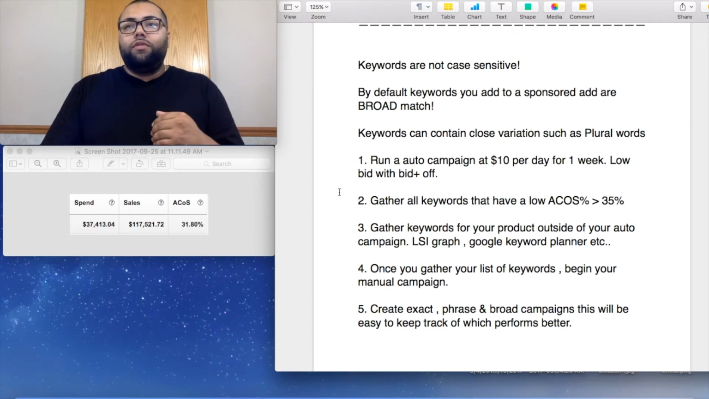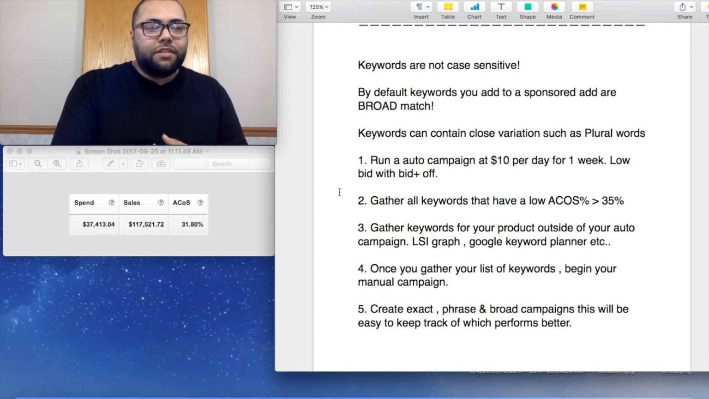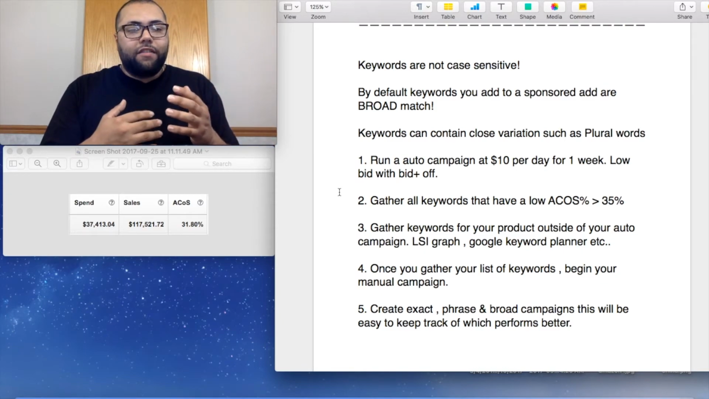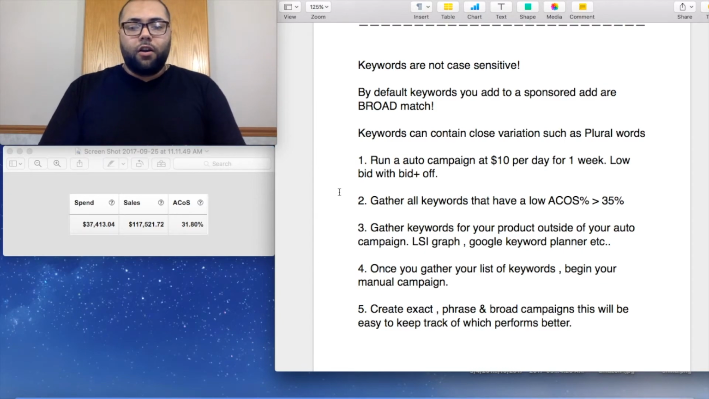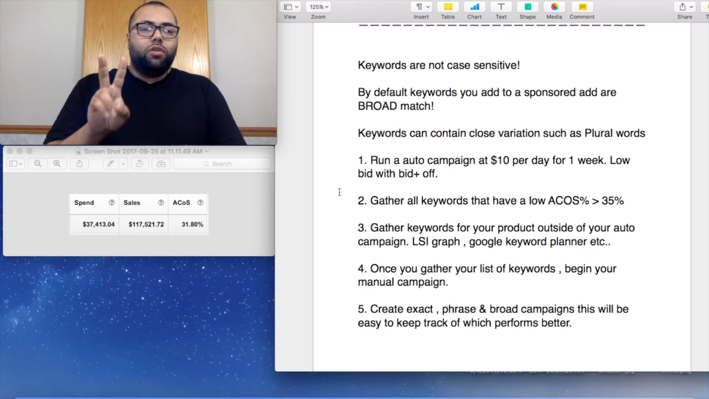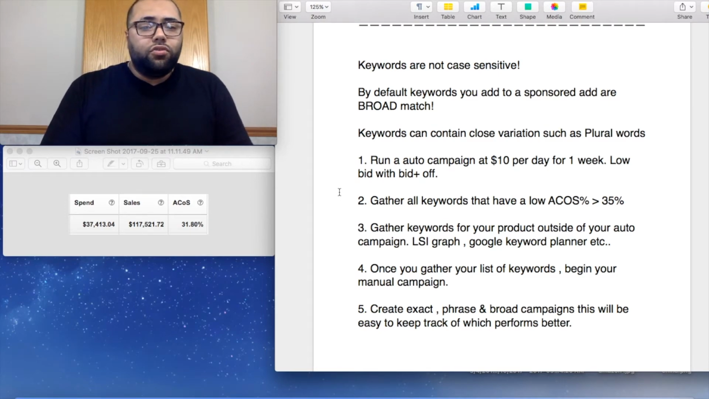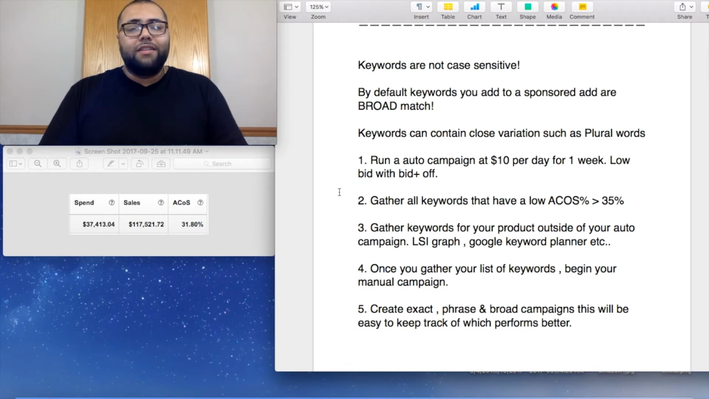The good thing is you get a check bi-weekly from Amazon and they take the advertising cost out of that check. So you're not paying any upfront money. So gather keywords for your product outside of your auto campaign. And I just made a couple examples in here. LSI graph is one that I talked about in previous videos. I talk about it in the course. It's free. Google Keyword Planner, it's free. I talk about that in the course as well. Those are just 2 quick ones that you can use that are free that you can get good keywords from. LSI is a long tail keyword generator. It's one of my favorites.